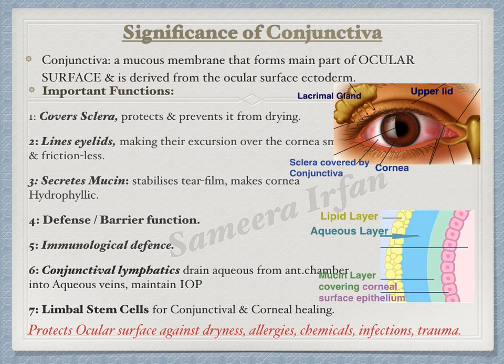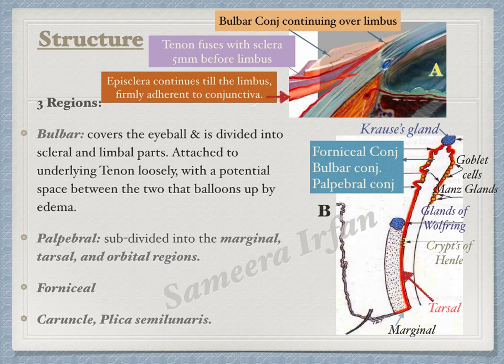The ocular surface is exposed to numerous external influences like extremes of temperature, dryness, allergens, chemicals, foreign bodies, bugs. So, conjunctiva protects the ocular surface from all of these. And lastly, it harbors the very important limbal stem cells, the function of which is discussed in more detail in the later slides. The conjunctiva develops from the ocular surface ectoderm and comprises three main regions.